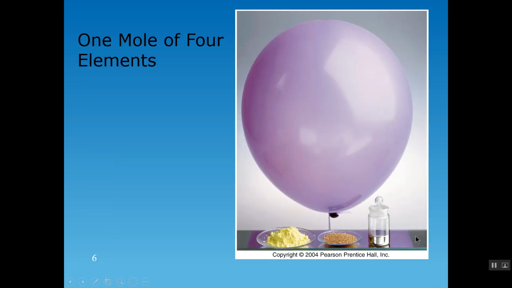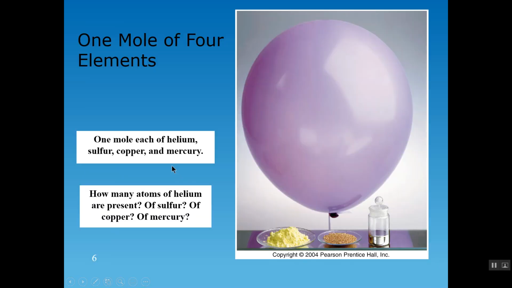So this brings us now to, before we get to the molar mass concept, this is just demonstrating different substances, 1 mole of each, right? So what we have here is 1 mole of sulfur right here, this yellow substance, 1 mole of copper, 1 mole of mercury, and in this balloon here, we have 1 mole of helium.